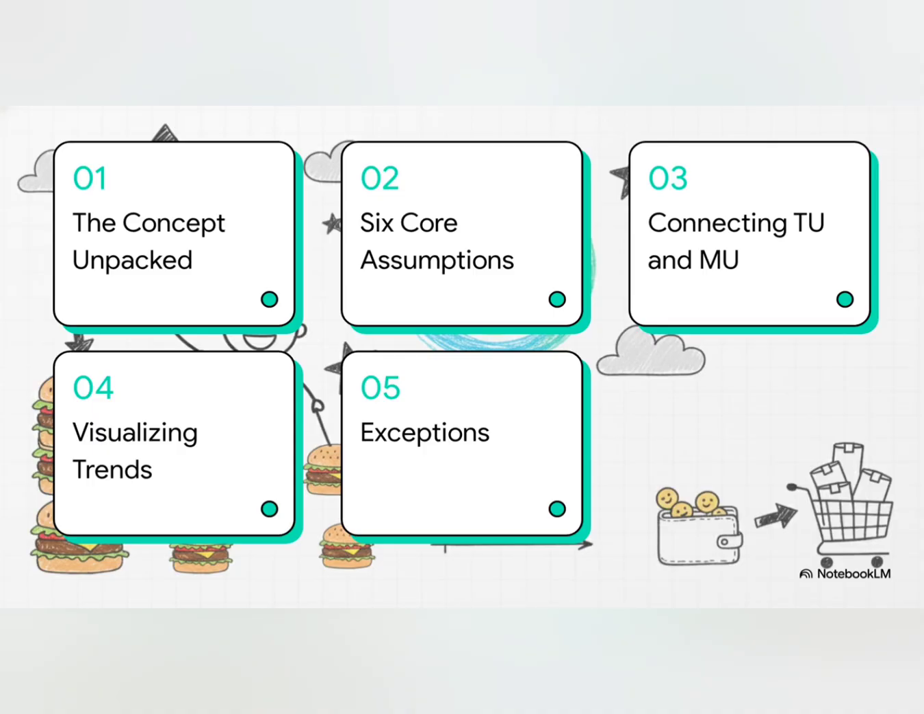1. The concept unpacked. 2. The 6 core assumptions. 3. Connecting TU and MU. 4. Visualizing the relationship. And finally, 5. Exceptions to the rule.